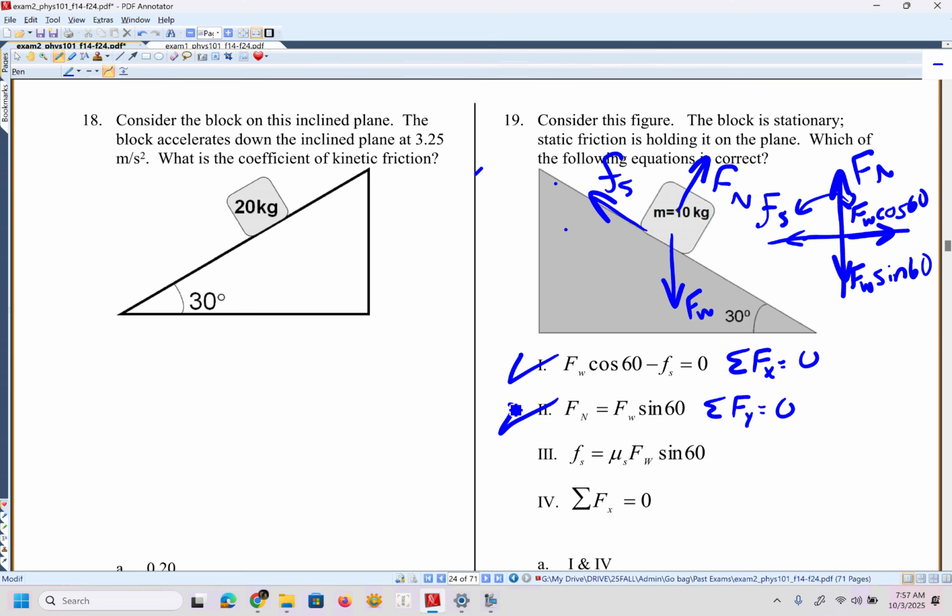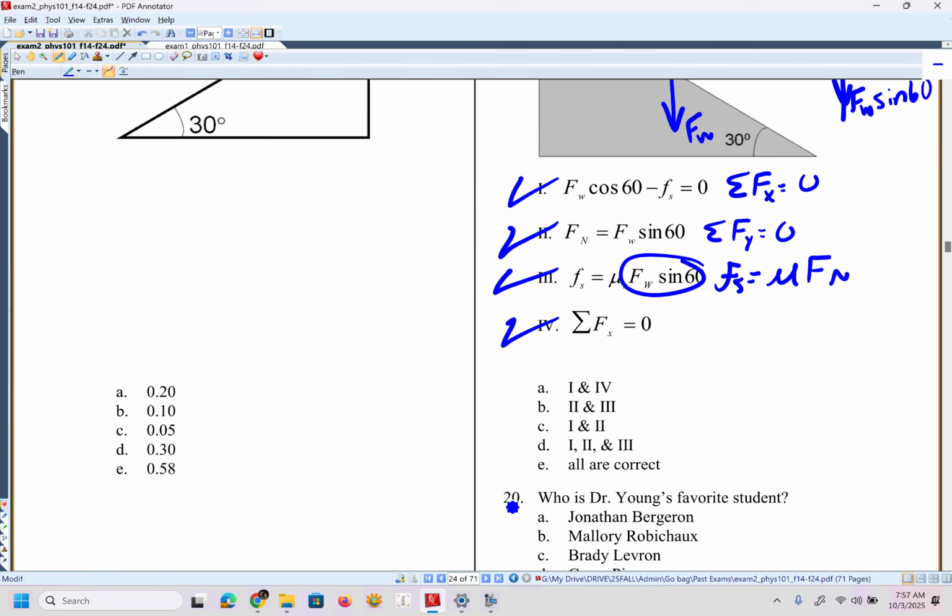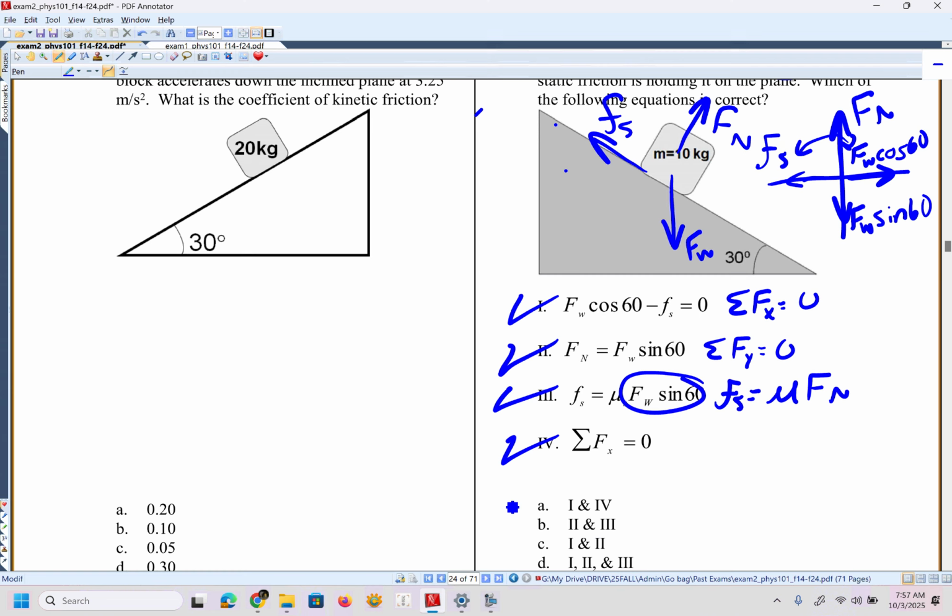Fs equals mu Fw sine 60. I know Fs equals mu Fn, and this is Fn, so that's correct. And then number 4 is the sum of the forces in the x direction equals 0. Since it's stationary, that is true. So all of those are correct. Okay?